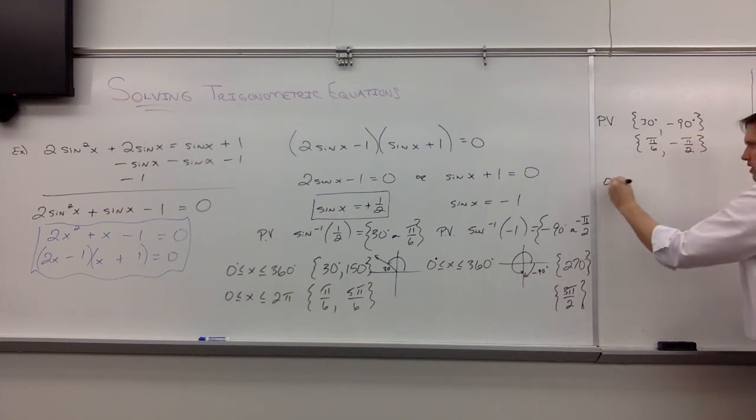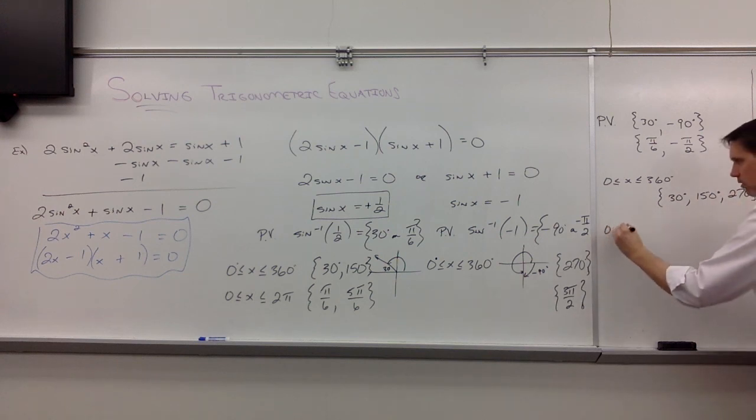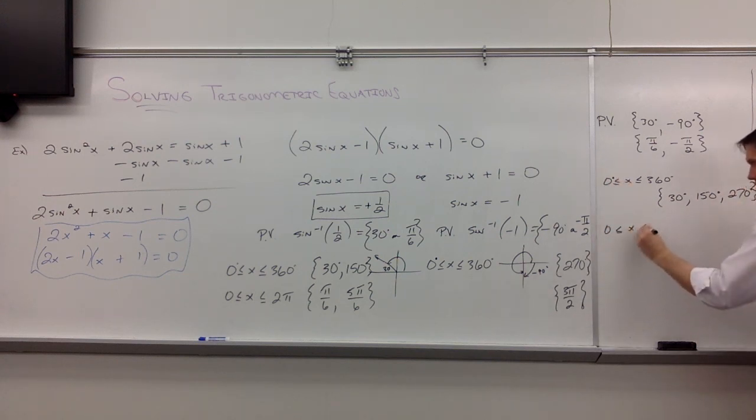They said 0 to 360. We would say, okay, 30 is good, and so is 150, along with 270. They said, no, radians. Well, then we go with pi over 6, we go with 5 pi over 6, and we go with 3 pi halves. Those are our solutions. Final answers.